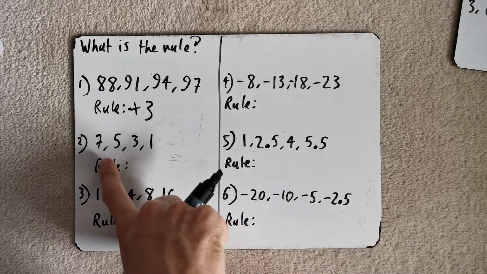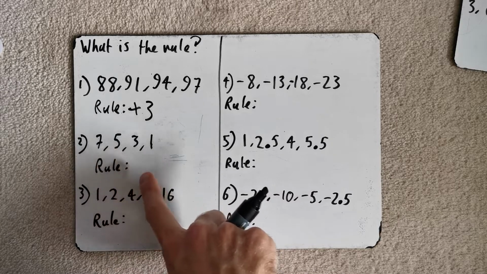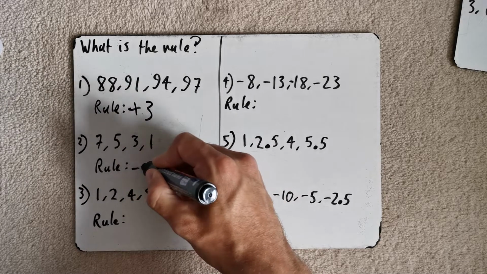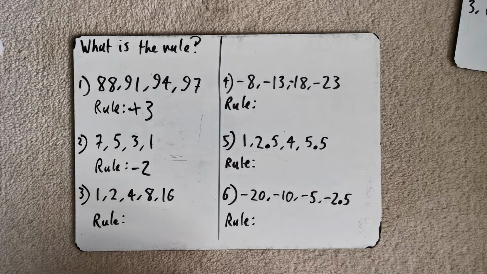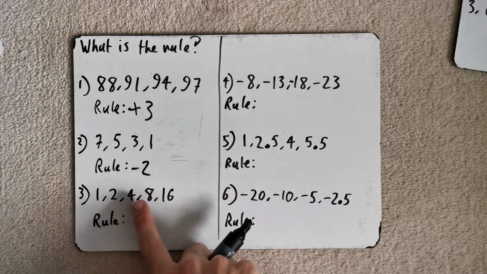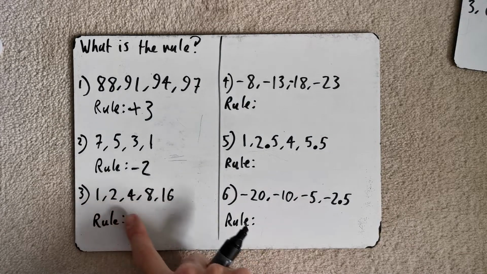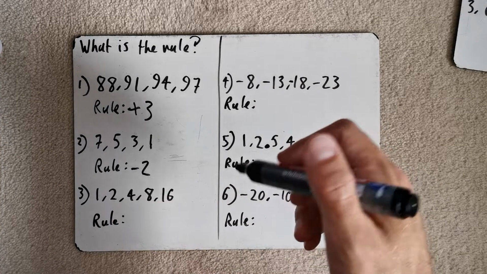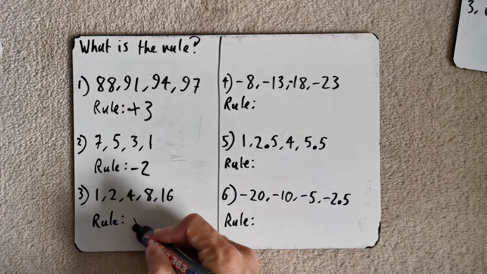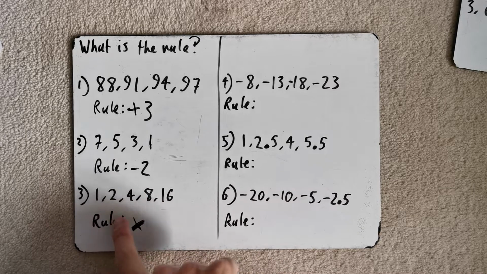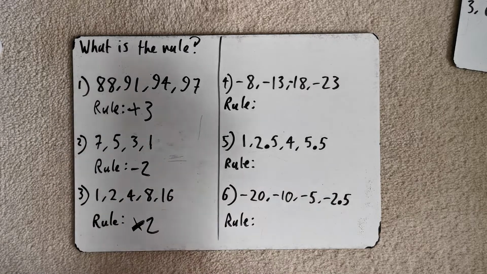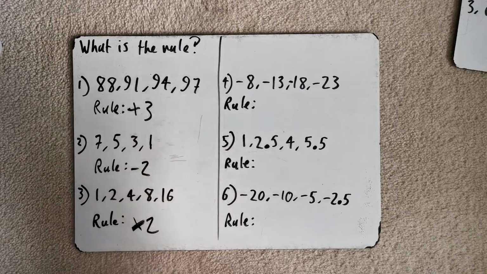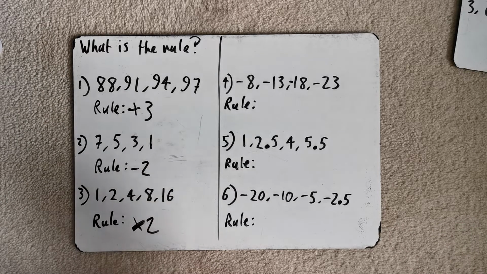Okay, what's the rule this time? 7, 5, 3, 1. It's going down, taking away 2 each time. This one, you're not adding each time, you can see, because it goes up really quick. You're adding 1, add 2, add 4, and so on. So the rule is you're multiplying by 2 each time, because you're doubling each time. It's not always times by 2. Sometimes it's times 3, times 4, times 5, etc.